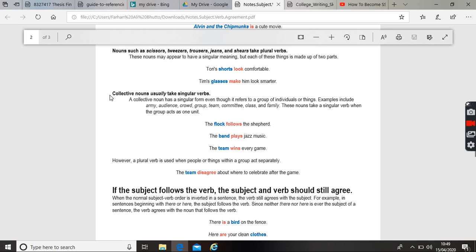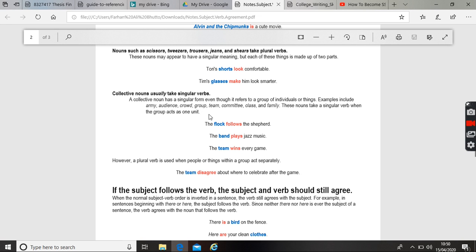Okay. Now what can we do with collective nouns? Now collective nouns usually take singular verbs. A collective noun has a singular form even though it refers to a group of individuals or things. Examples include army, audience, crowd, group, team, committee, class, and family. These nouns take a singular verb when the group acts as one unit. So when you're talking about a collective noun, if you're talking about the whole noun as one unit, then it will follow a singular verb.